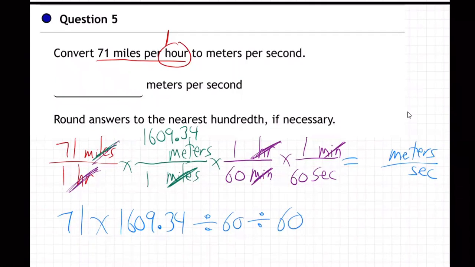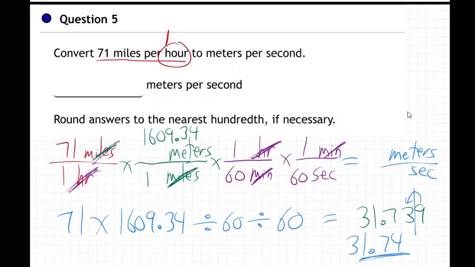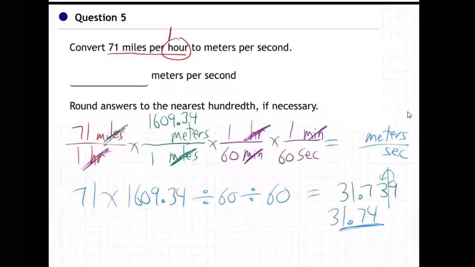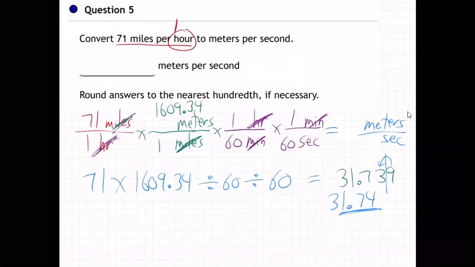And I get the answer 31.739. They want us to round, so I'll cut it here, round to two places. 31.74 meters per second. So we changed from miles per hour to meters per second.